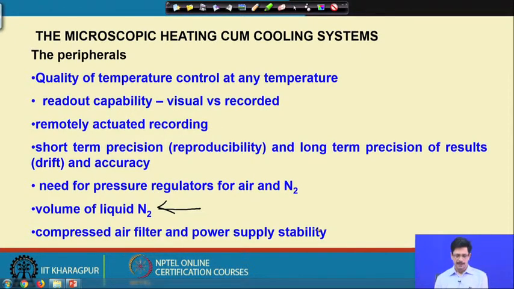So, these are some of the considerations, some of the characteristics and attributes of the microscopic heating cum freezing systems that are utilized for conducting microthermometric experiments on fluid inclusions.